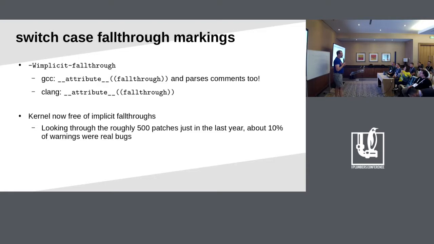One that we've been working on a whole bunch lately is the switch case fall through. So in C's switch case, you can specify break, but you don't specify fall through. You just leave out break, but that doesn't indicate if you meant to fall through or not. So implicit fall through was already in both toolchains, but Clang did not support the fall through attribute until very recently, and GCC actually parses the comments looking for markings as well.